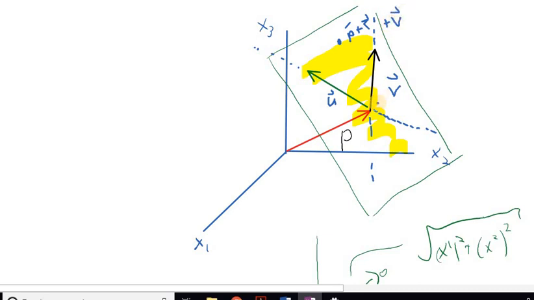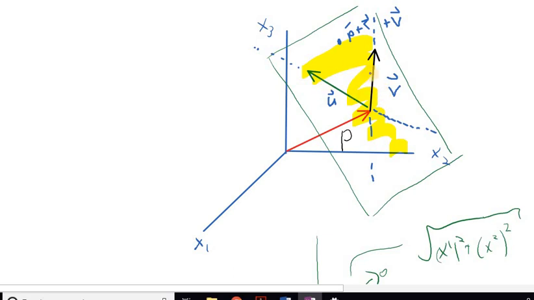P plus u plus v. And you can see I can do any combination. I could do p plus u minus v. I could do p minus u, p plus u minus v would be down here. I could do p minus u minus v, etc. I can actually get in all four quadrants of this axis determined by u and v.